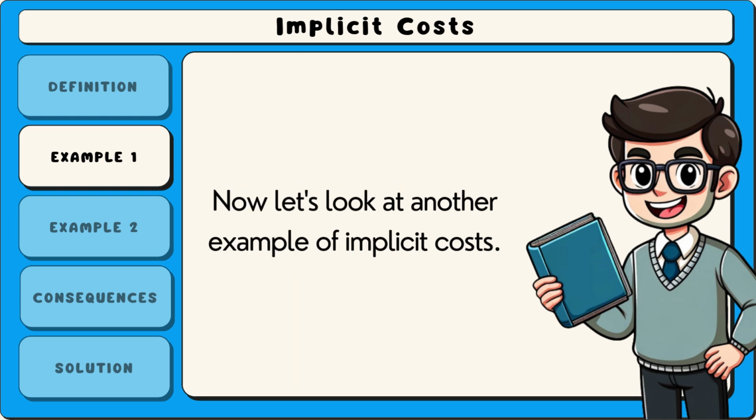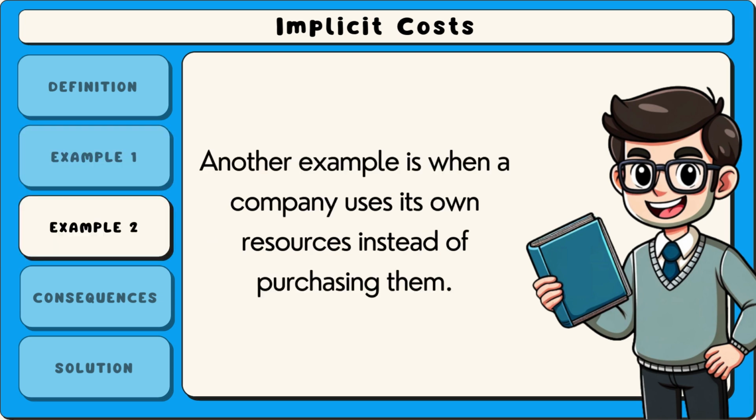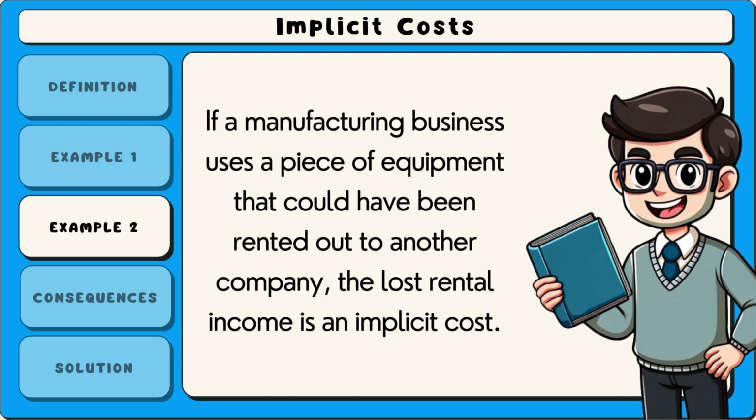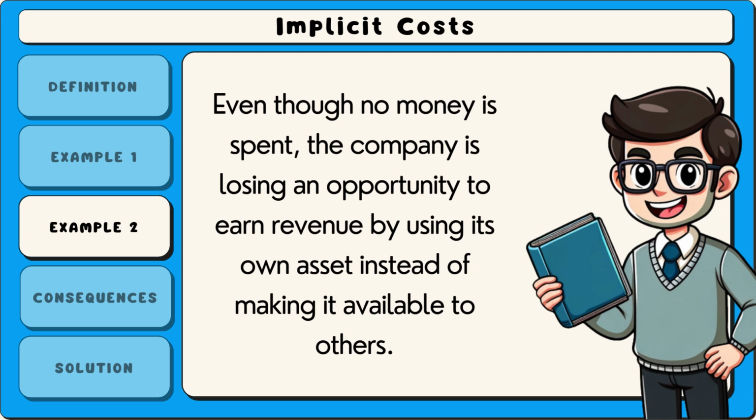Now let's look at another example of implicit costs. Another example is when a company uses its own resources instead of purchasing them. If a manufacturing business uses a piece of equipment that could have been rented out to another company, the lost rental income is an implicit cost. Even though no money is spent, the company is losing an opportunity to earn revenue by using its own asset instead of making it available to others.